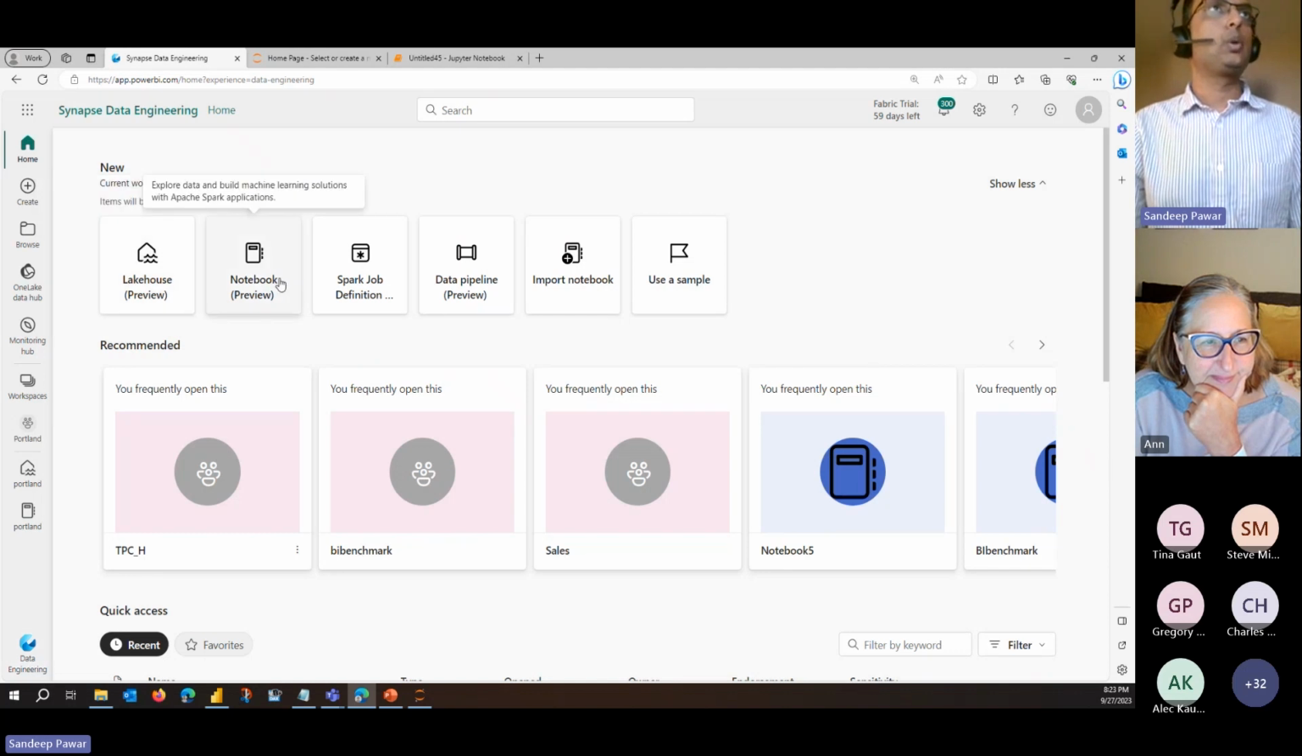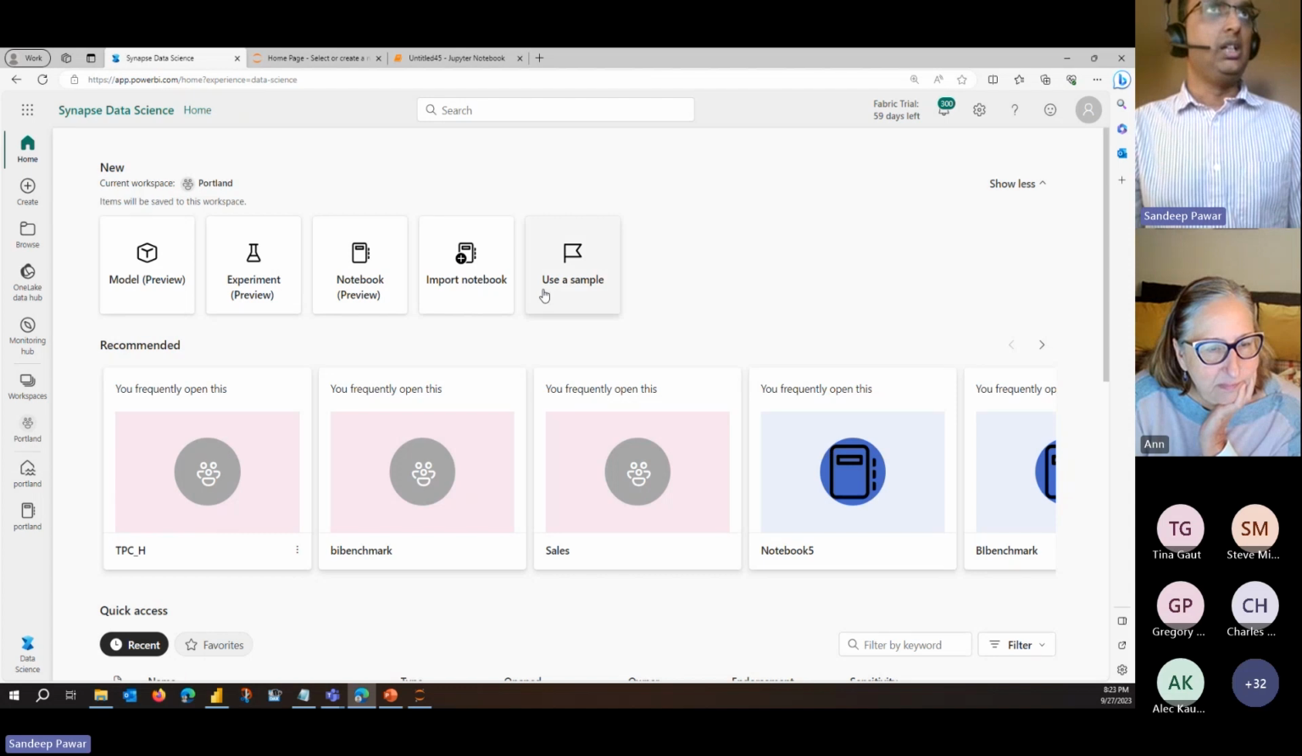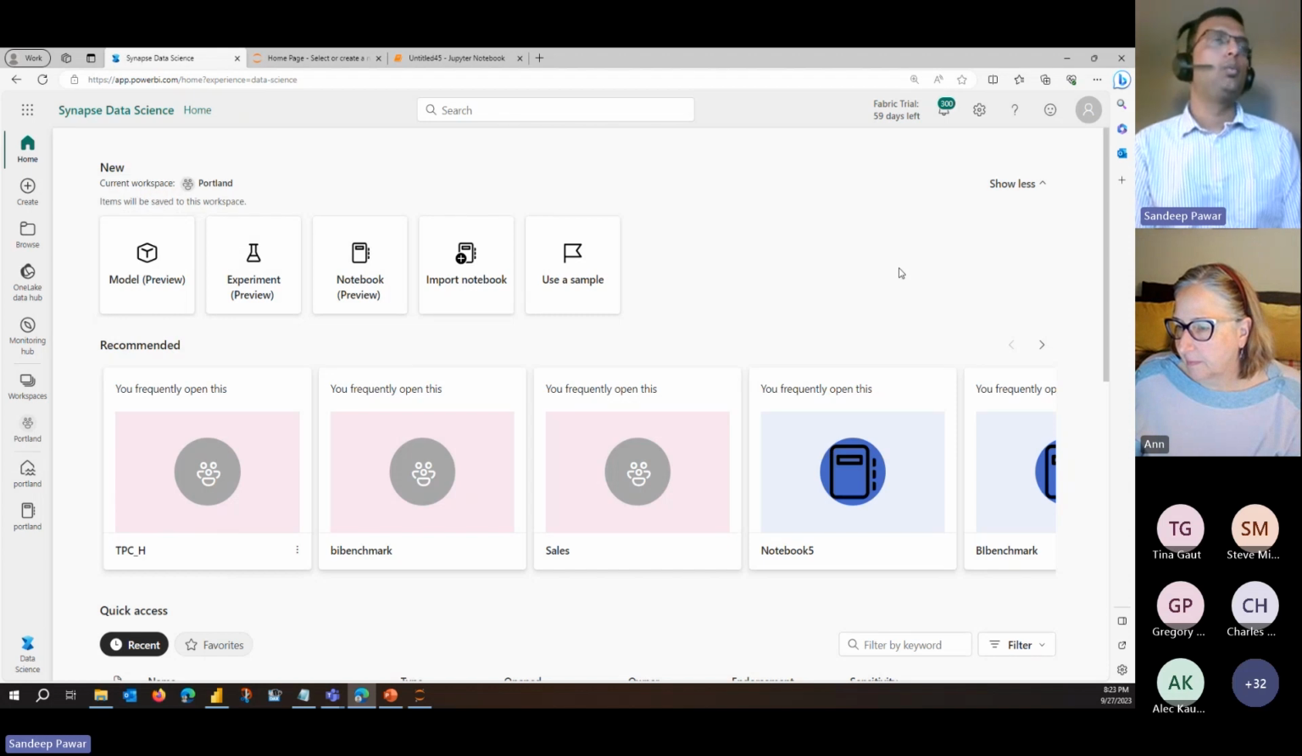So we have Lakehouse, notebook, Spark job definition, and a pipeline. If I switch over to data science, however, you will see the notebook, which is what you use for all the coding and all the analysis. Plus, on top of that, you have two additional things: model and experiment. So let's learn a little bit more about what the model and the experiment are, how they work with the whole data science part of it, why you should even use it, who uses it, and what it all entails.